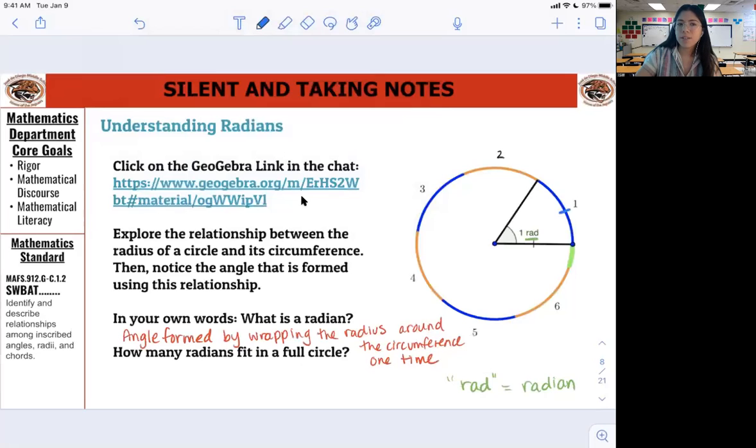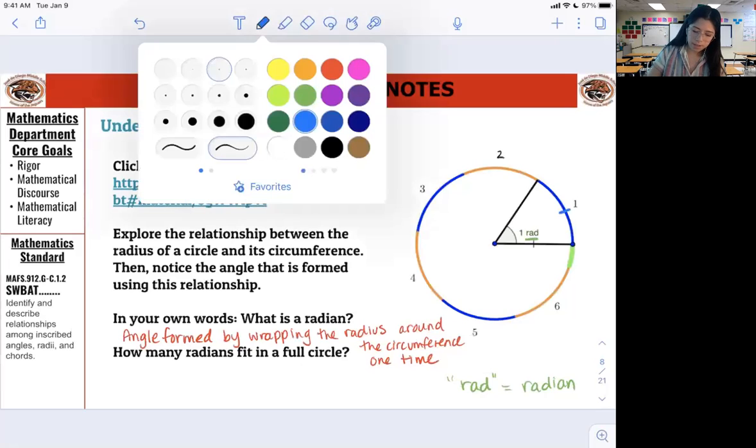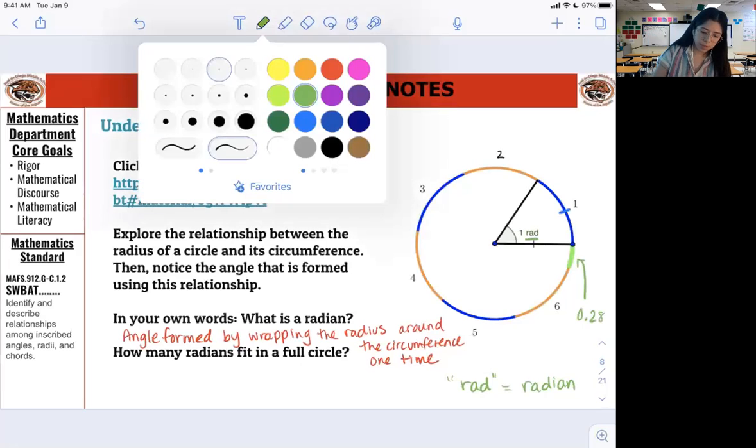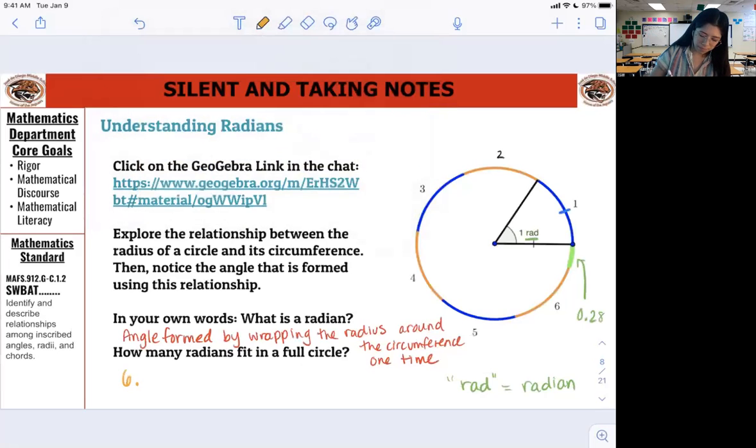And you might want to go back to the GeoGebra because it tells you at the end. I don't have it on the screen here. Jalen has it, 6.28. So the little piece that's left over after you get 6, that's 0.28. So going all the way around the circle, you get 6.28 radians. If you do the circumference divided by the radius, you should get that number. But let's think about what that number is.